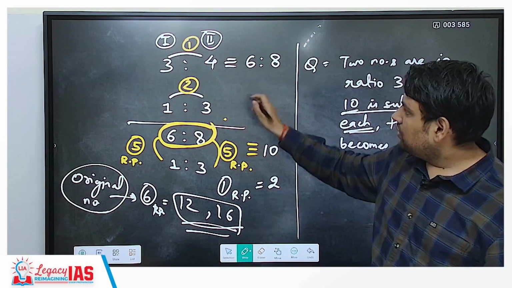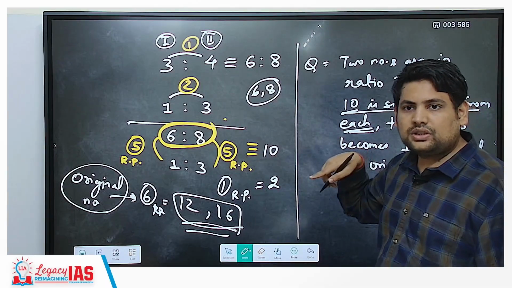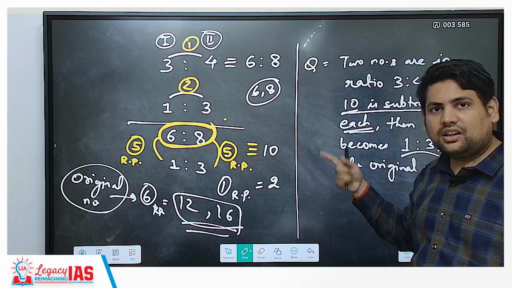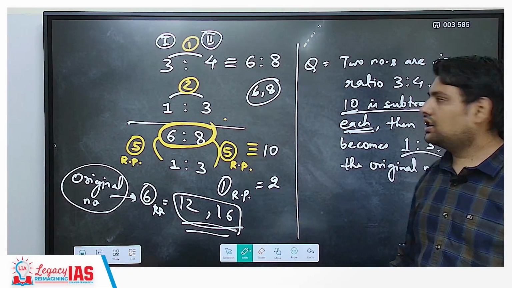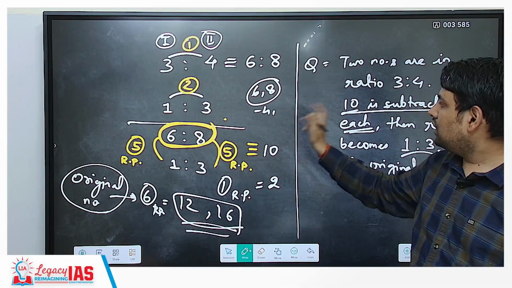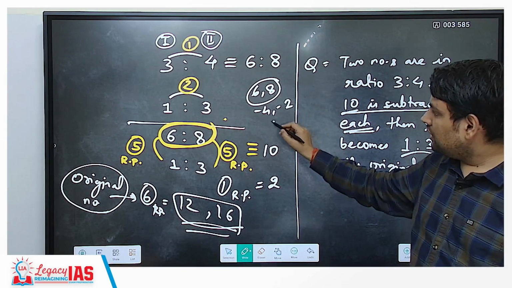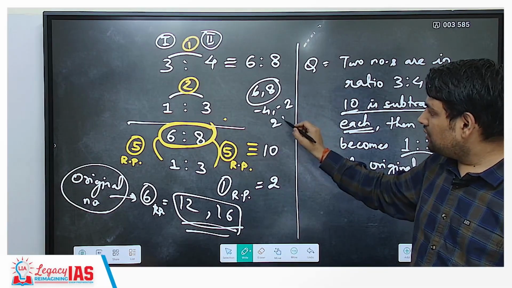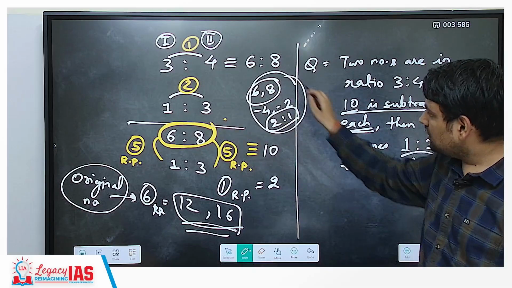If you take 2, you will get 6 and 8. 6 and 8 are not those numbers. Why are they not those numbers? Because if you subtract 10 from them, you will start getting negatives and the ratio won't be this. Like if you subtract 10, you will get minus 4 and minus 2. If you don't consider the minus, you will get ratio 2 to 1. But the ratio was 1 to 3. So this whole thing is absolutely wrong.